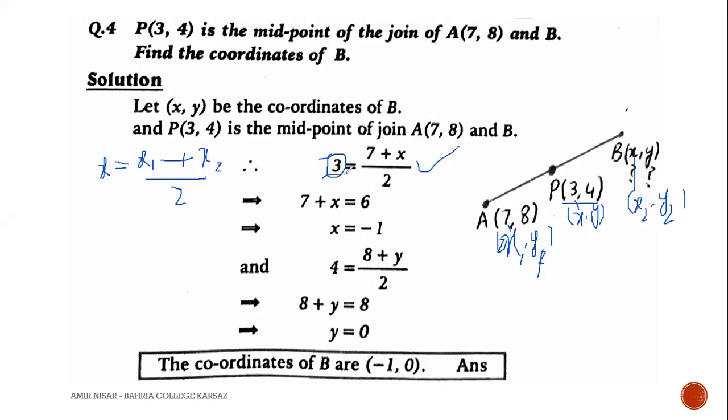Now in mathematics, whenever we have this sort of step to move forward, we have to cross multiply. 3 times 2 is 6, so we have 7 plus x is equal to 6. To find x, we will shift this 7 to the right side. 6 minus 7 becomes minus 1. In this way we have calculated the x component of the second endpoint B. Similarly, we will find y, and for the y component of the point of division we have a formula. y is y1 plus y2 divided by 2.